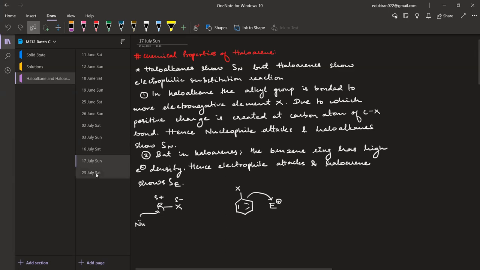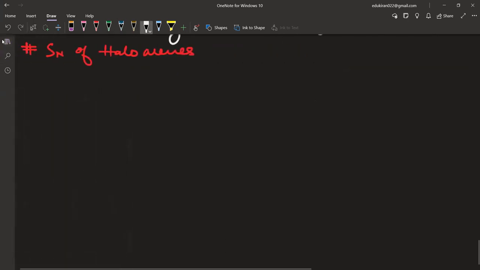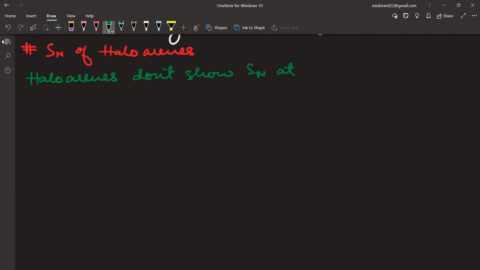Now, if they will ask you, write this with me. Haloarenes don't show SN at room temperature. Okay. So please remember, here we have to give the reason why it is not showing SN. And the previous question was why it shows SE. These questions are different and they will have different answers. Please don't mix the two.